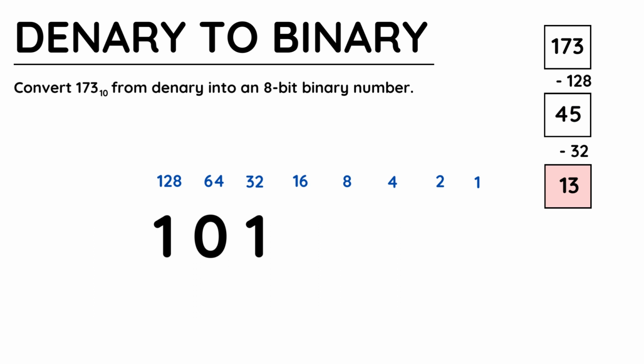This makes my new denary number 13. Now I look at the next number, which is 16. 16 does not fit into 13, so I write a 0 beneath it. The next number to look at is 8. 8 does fit inside 13, so I write 1 beneath it. Taking 8 away from 13 gives my new number of 5. When it gets to smaller numbers like this, you might be able to spot that 5 is going to be 4 and 1, but I'm still going to continue step by step.